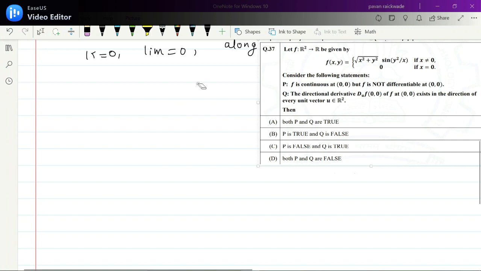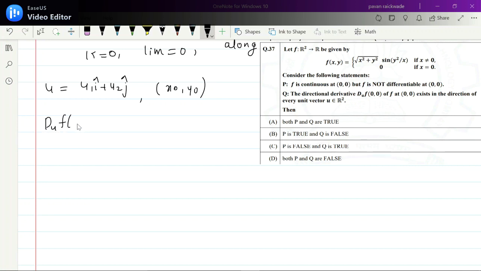Okay, so now to check whether the directional derivatives of f at 0 0 along any direction u exist or not. What is the definition of directional derivatives? Everything you just sort of first go to the definitions. I mean, most of the things are done by the definition. If u is u1 i cap plus u2 j cap, and we have to check the directional derivative at point x0 comma y0.